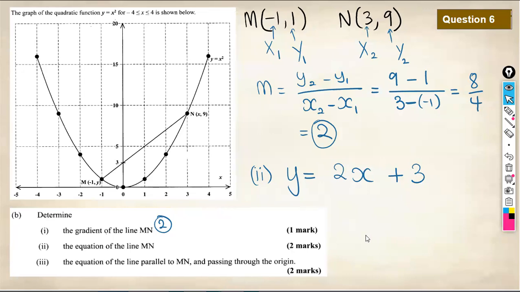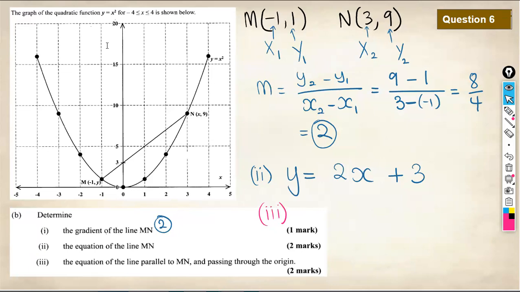So for part 3, what's going to happen? They're asking about parallel lines. What do we know about parallel lines? Parallel lines always have the same what? Do you all remember? If 2 lines are parallel, they will have the same what?